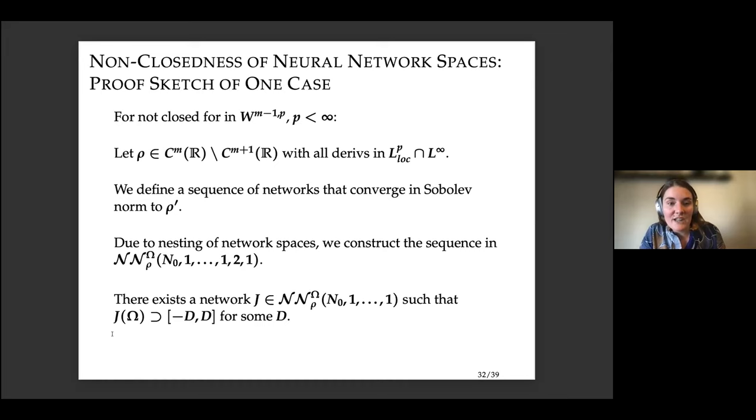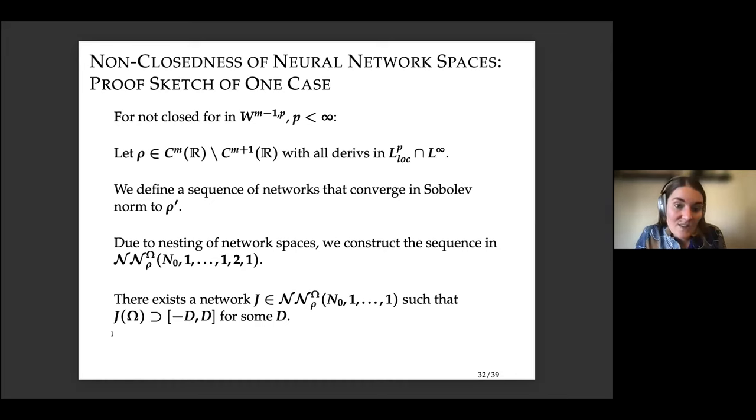Okay, so what we're going to sketch here is that if we have an activation function that is continuously M times, but not M plus one times, differentiable, and the derivatives are in L^p_loc intersect L^infinity, then any of these spaces of neural networks are not going to be closed in the Sobolev space of order M minus one, with p anything except for infinity. The very basic idea is we define a sequence of networks that converge in Sobolev norm to the derivative of rho, the derivative of our activation function, which we know then can't actually be represented by it.